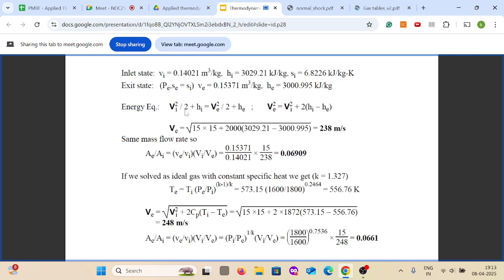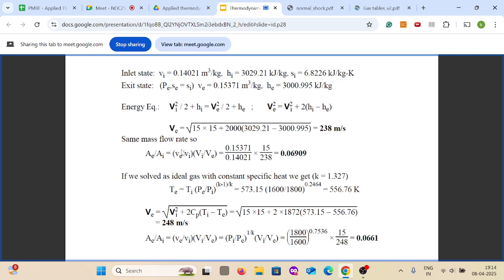So the energy equation will be Vi square by 2 plus Hi equals V square by 2 plus He. So V square will be Vi square plus 2 into Hi minus He. So V is root of this term. The velocity at the inlet is 15 meters per second. So 15 into 15 plus 2 into 1000, to convert it into joules, into 3029.21 minus 3000.995, which gives you velocity at exit as 238 meters per second. So this is a simple energy balance.